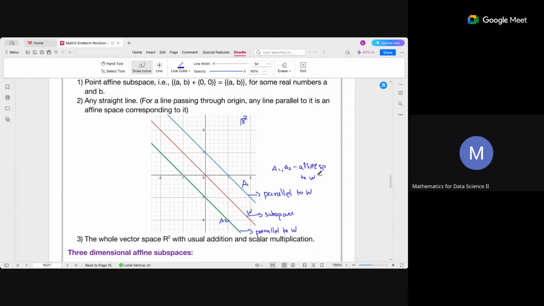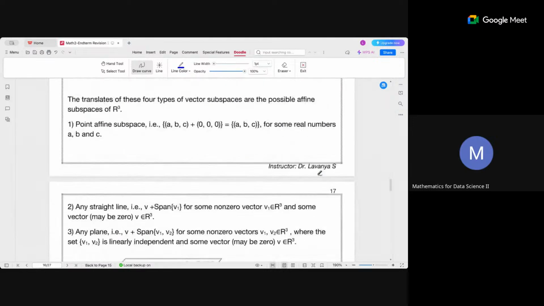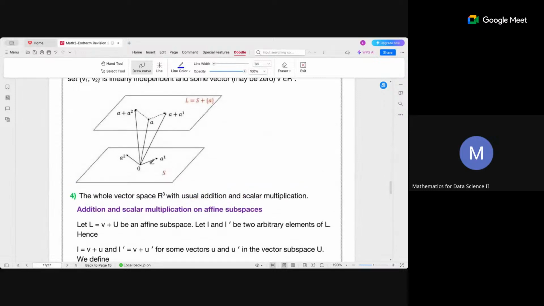Okay. Same way, if you are having planes parallel to a plane passing through origin, then those planes are affine spaces with respect to that plane. I don't have a picture here, but suppose this is a plane passing through origin. So this is a subspace, a plane through origin. And this is a parallel plane. So what can you say? This is an affine space, and this is a subspace.